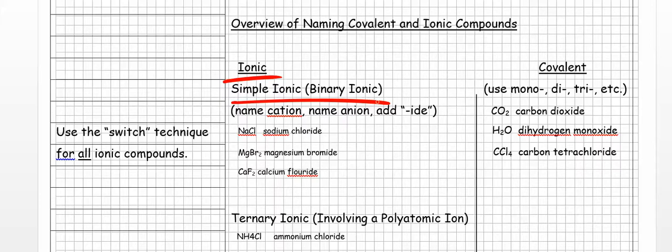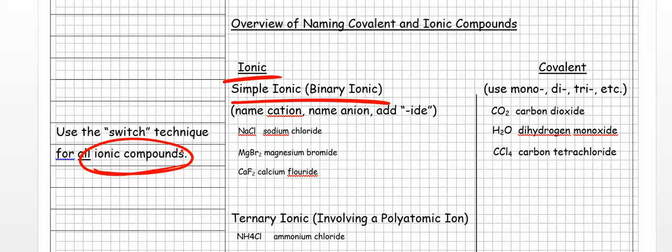So the first thing we're going to do is name the cation, then name the anion, and add the IDE ending. So examples would be things like sodium chloride, magnesium bromide, and calcium fluoride. If you just have a simple ionic compound, something from the left, something from the right, name the cation, name the anion, then add the "ide" at the end. Remember to use the switch technique for all ionic compounds, right? The switch technique for all ionic compounds. So that's how to name simple, binary ionic compounds.